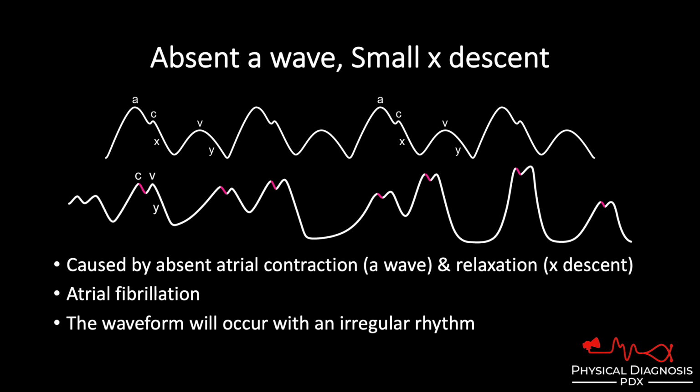There is no A wave, a very small X descent, and remember that normally the X descent is more prominent than the Y. And the waveform is occurring in an irregular rhythm. These are all features of atrial fibrillation. Because atrial fibrillation does not allow for coordinated atrial contraction, the A wave disappears. Similarly, since there is no atrial relaxation in the setting of atrial fibrillation, the X descent is smaller than normal.